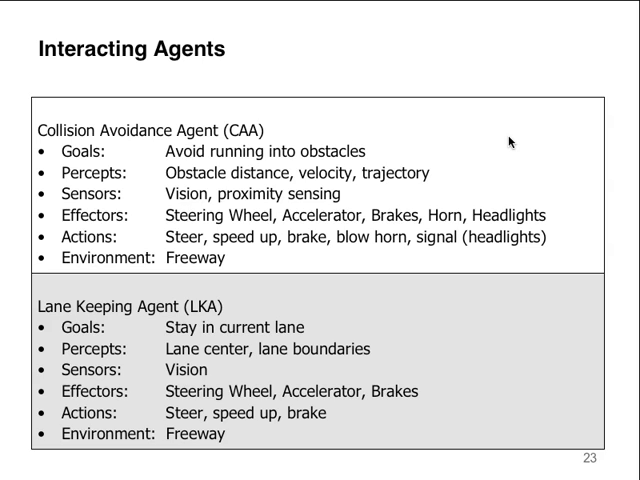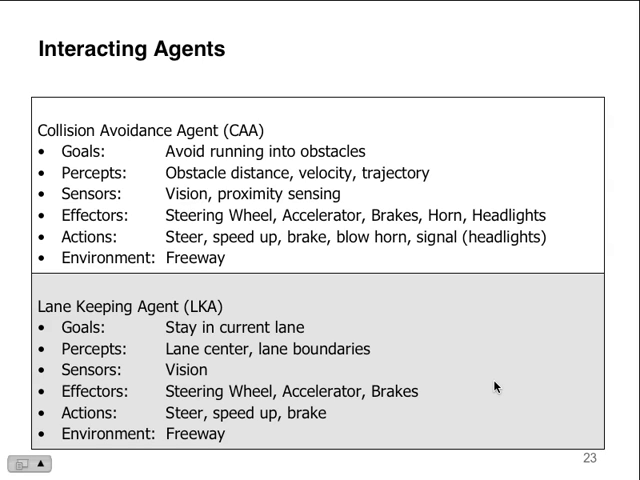Effectors, the output's going to be steering wheel, accelerator, brakes, horn, lights. Things that might be affected by the condition as we get closer. The actions might be steering, speed up, brake, blow the horn, signal with the headlights or something. Environment, well, we're just going to consider the freeway in this particular example. If this was supposed to be for parking, it wouldn't be. It would be city streets or a parking lot. For the lane keeping agent, we're looking at staying in the current lane: the lane center, lane boundaries, the vision, steering wheel, accelerator, brakes, steering, speed up, brake, freeway.